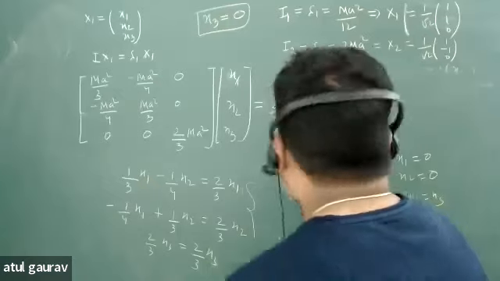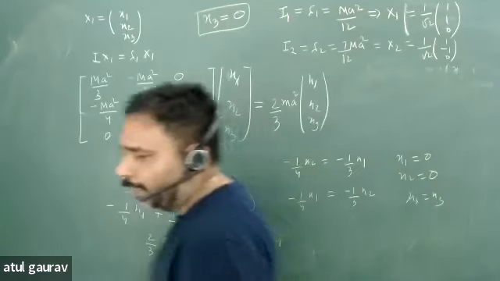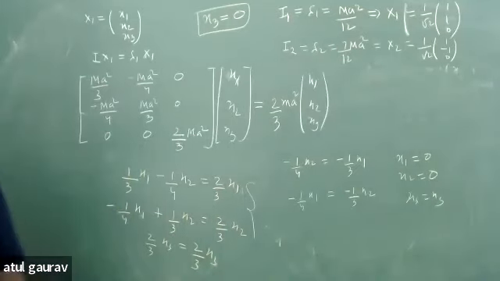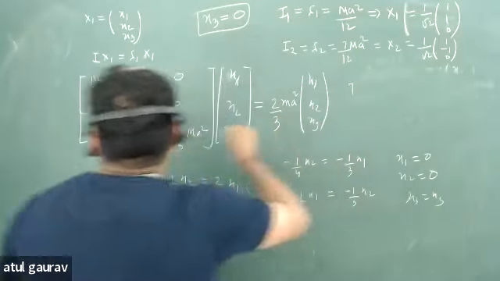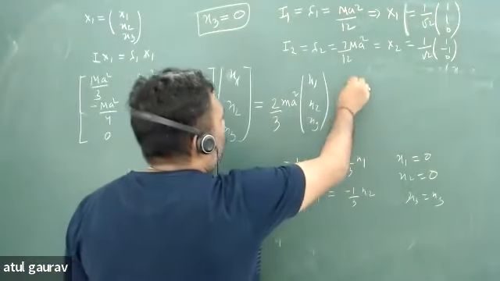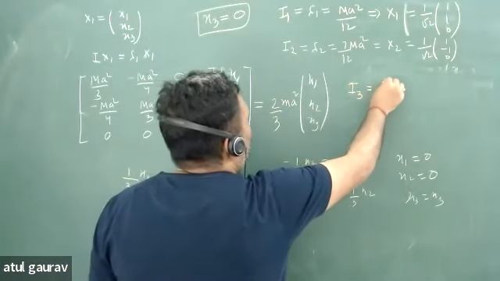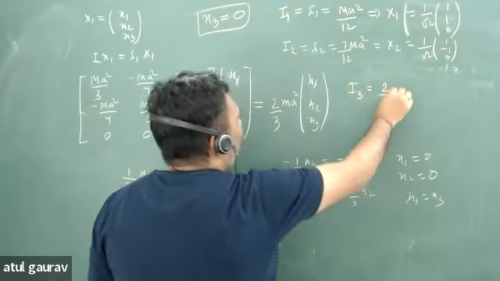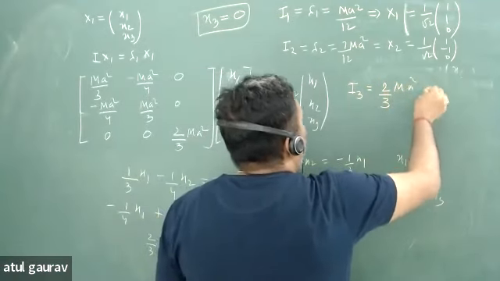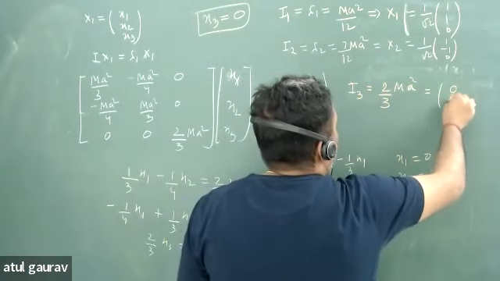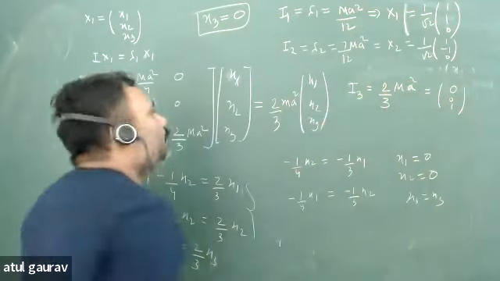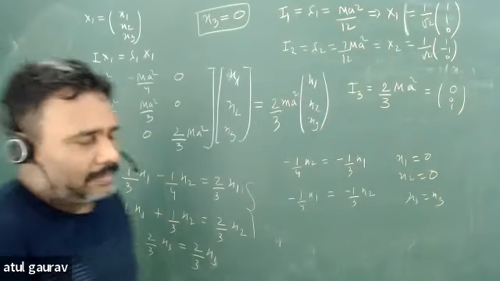But if you normalize it, then you are 100% sure that the value is 1. So again you can normalize. So I3 is equal to 2/3 ma square, and that eigenvector is equal to 0, 0, 1. So this is your principal axis.